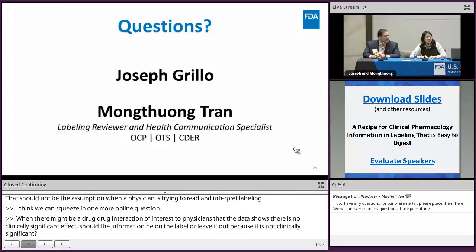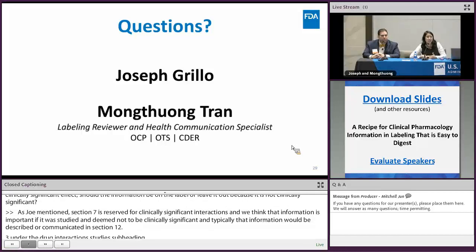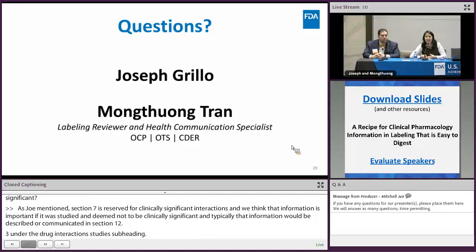As Joe mentioned in his presentation, Section 7 is generally reserved for clinically significant interactions. We do think that information is important if it was studied and deemed not to be clinically significant. Typically, that information would be described or communicated in Section 12.3 under the drug interactions studies subheading. So it would perhaps not be in Section 7, because again, that is reserved for clinically significant interactions.